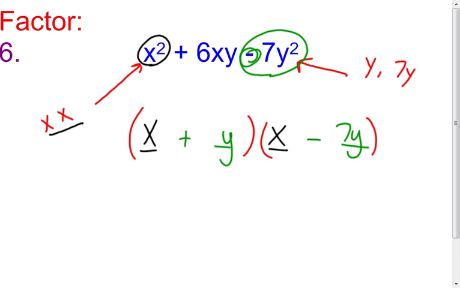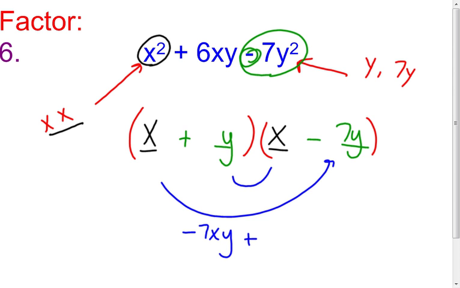My fronts, x times x makes x squared. My backs, y times negative 7y makes negative 7y squared. Now I need to check my outsides and my insides. Outsides, x times negative 7y is negative 7xy. Insides, x times y is positive xy. When I combine negative 7xy plus xy, I get negative 6xy. Notice that I want it to be positive 6.